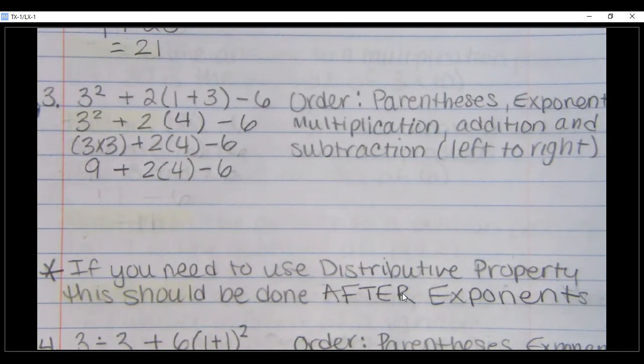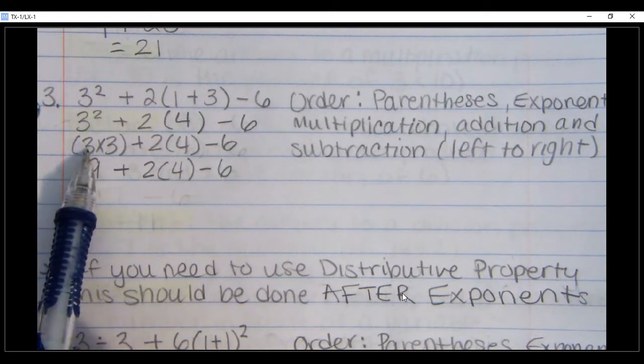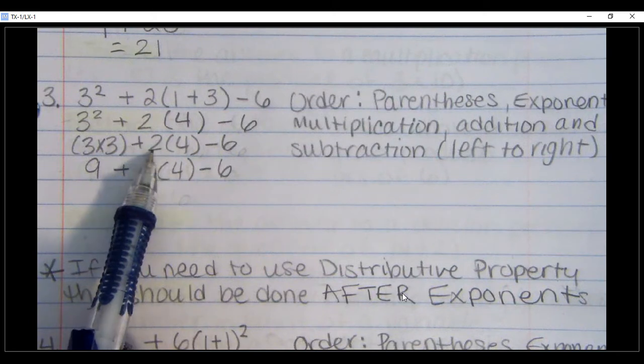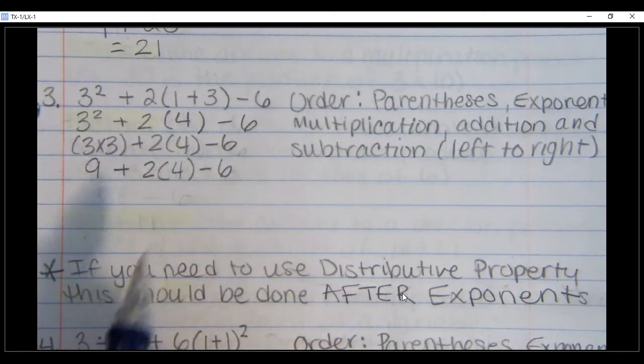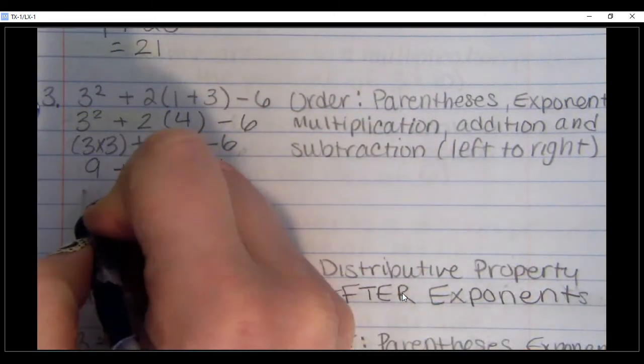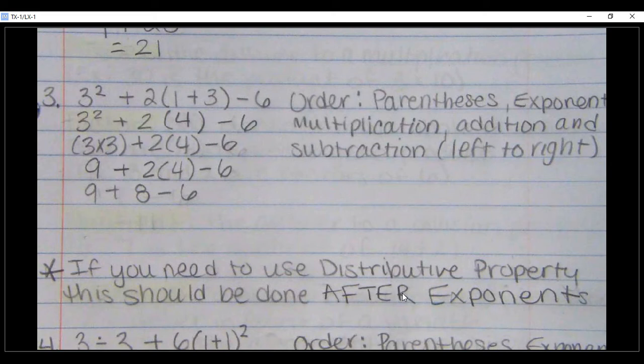Next, what we're going to do is multiplication. So we did do multiplication when we did 3 times 3. The next multiplication we have to do is 2 times 4. So 2 times 4 is equal to 8. And that leaves us with 9 plus 8 minus 6. And that takes us to the last step of our order of operations, which is addition and subtraction.